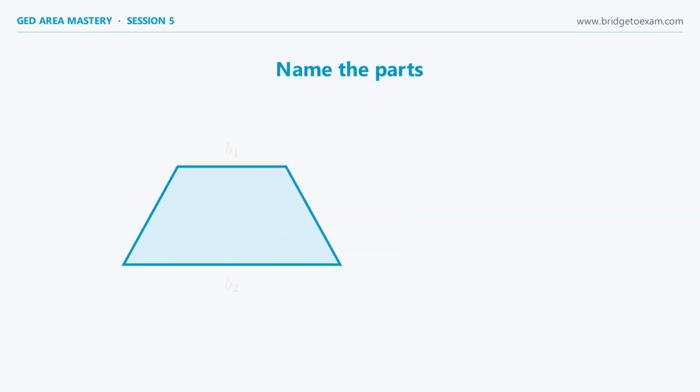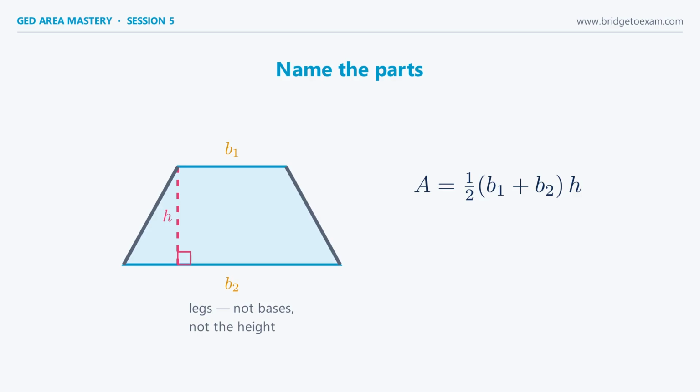A trapezoid has one pair of parallel sides. We call them the bases, B1 and B2. Parallel but different lengths. The height is the perpendicular distance between them. The slanted legs are not the height and not bases. The formula: area equals 1/2 times (B1 plus B2) times the height.